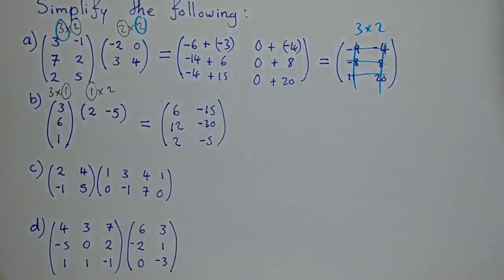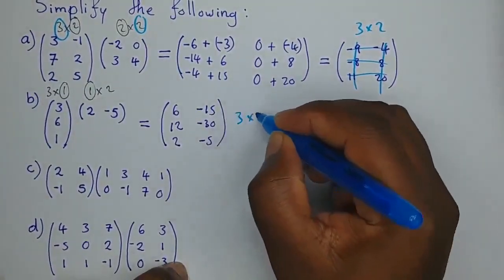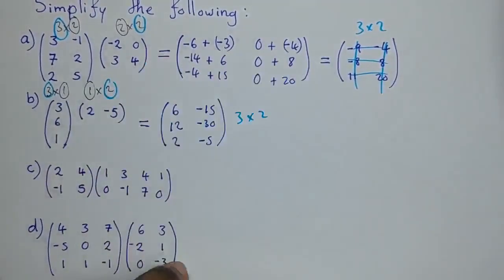So now, again, same thing. Our answer is a 3 by 2. Because there we have a 3, there we have a 2.